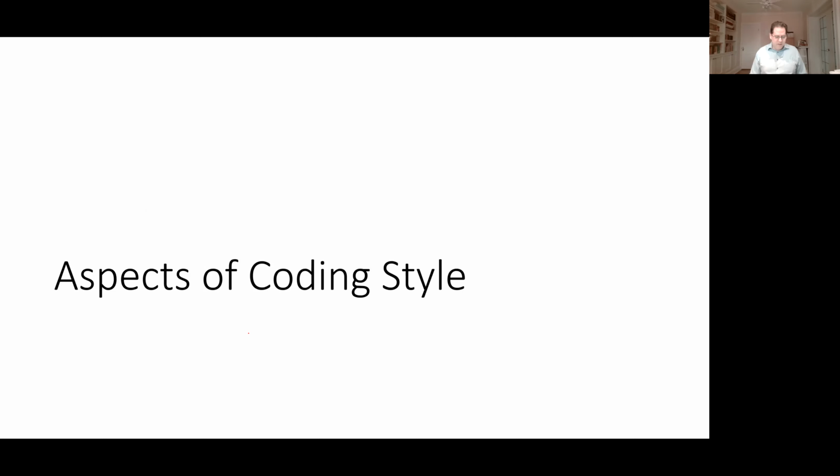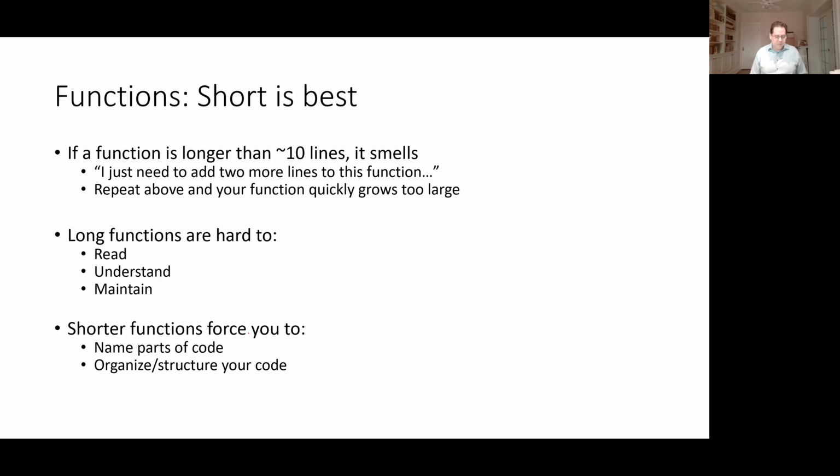Okay, so let's look at some of these aspects of coding style. So functions. Short is best. If a function is longer than about 10 lines, it's not great, okay? There's no hard and fast rule of how long a function should be, but most programmers write them too long. So if you can keep them to 10 lines or less, or a bit more but in that range, then it's easier to understand your program.